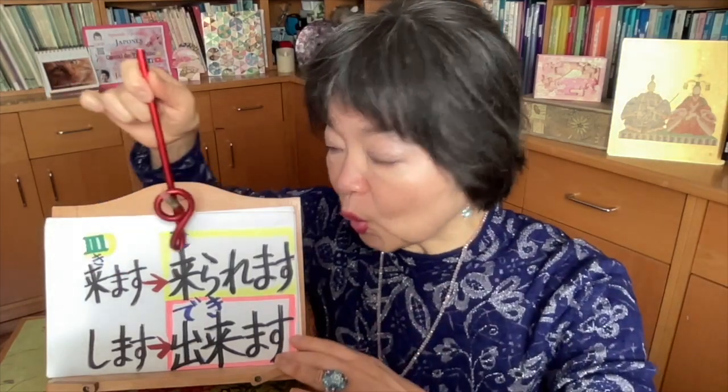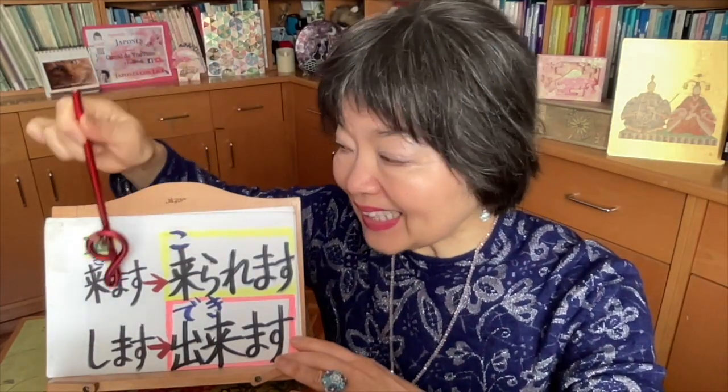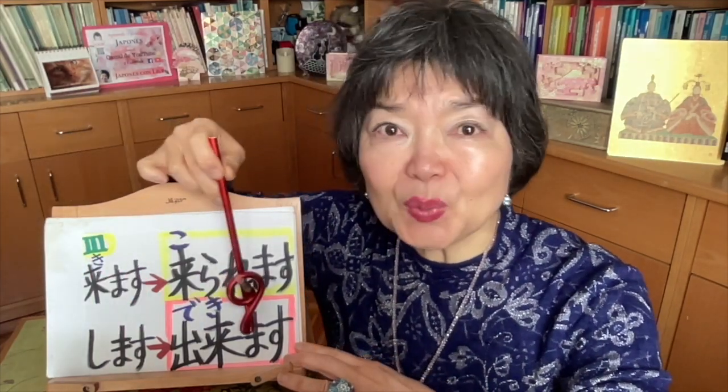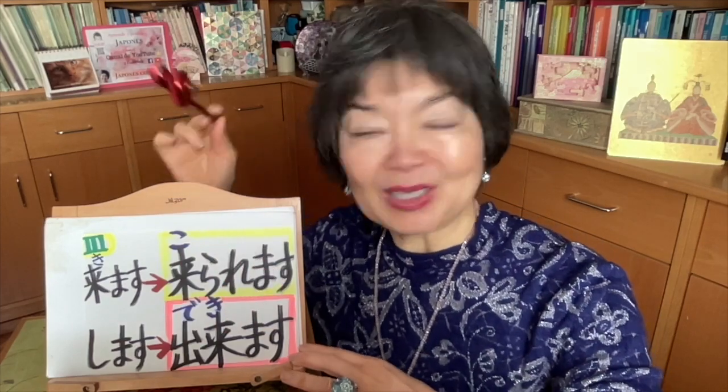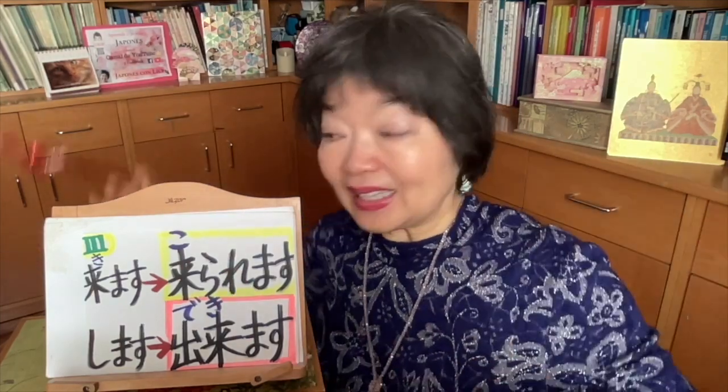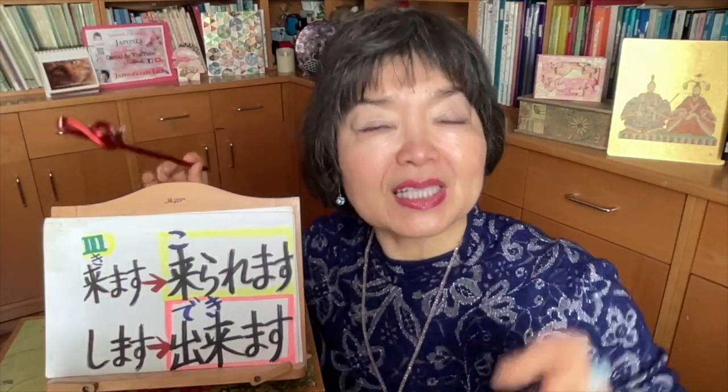来ます, to come, changes to 来られます. The same kanji, this one き, but here we pronounce こ. 来られます. You must memorize it. します, to do, and I can do is できます. So different. So 来られます and できます. These are irregular because group 3 is always irregular and you must learn them by heart.